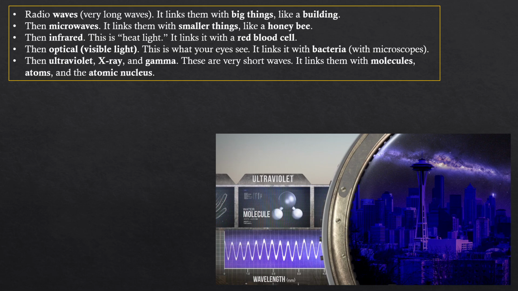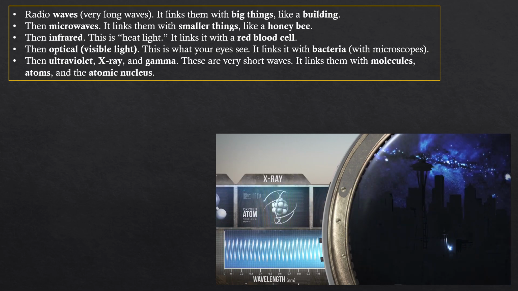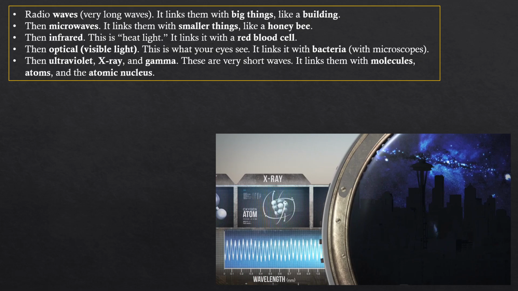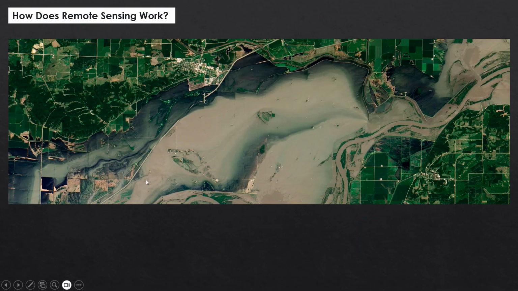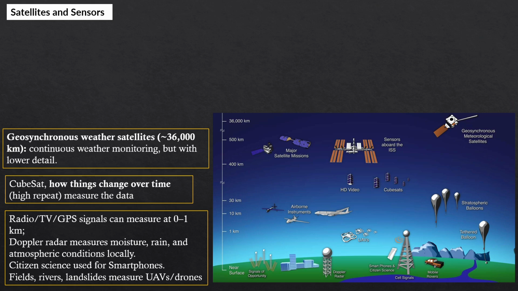Now after that it will be gamma rays. The speed is very high, the speed of light, and the frequency is very high also. So these are the different waves, of which you can see some optically, visibly. So how does remote sensing work?